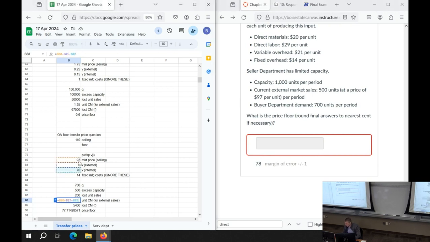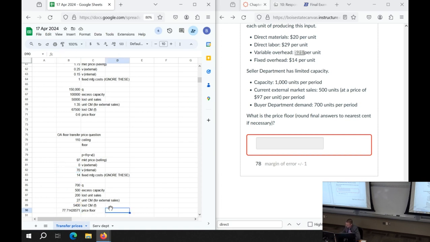So our unit contribution margin is this market price minus the variable internal cost, which we got by summing direct materials, direct labor, and variable overhead. So $27 per unit. We're going to multiply that $27 by the 200 units that we've lost to get our total lost contribution margin of $5,400. And then we're going to take that $5,400, divide it by the 700, and add that to 70. So we have F over Q plus internal variable costs.